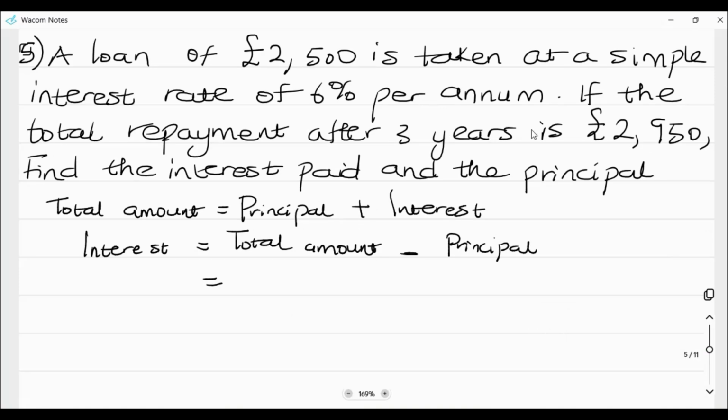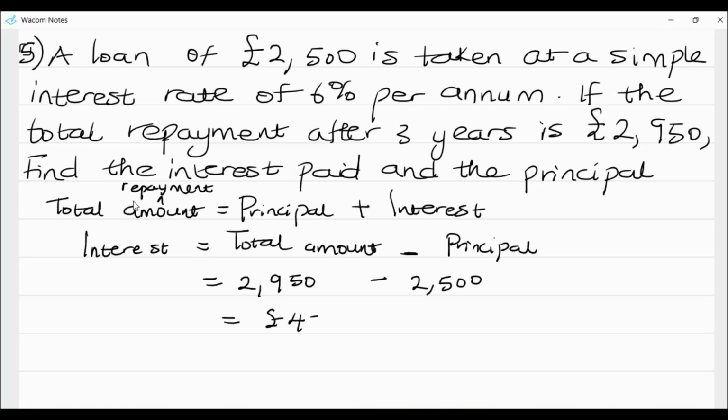Alright, so the total amount from this question is £2,950. Now, what does that mean? The total repayment, now you can either make use of the word repayment or total amount, it is the same formula. This can be either total amount or total repayment. So we are all talking about the same thing right here. So the total repayment here is £2,950. So we have 2,950 minus the principal. Now the principal of this is £2,500, so minus 2,500, and if we subtract this, we have 450, what? Pounds. Now we have been able to get the interest.